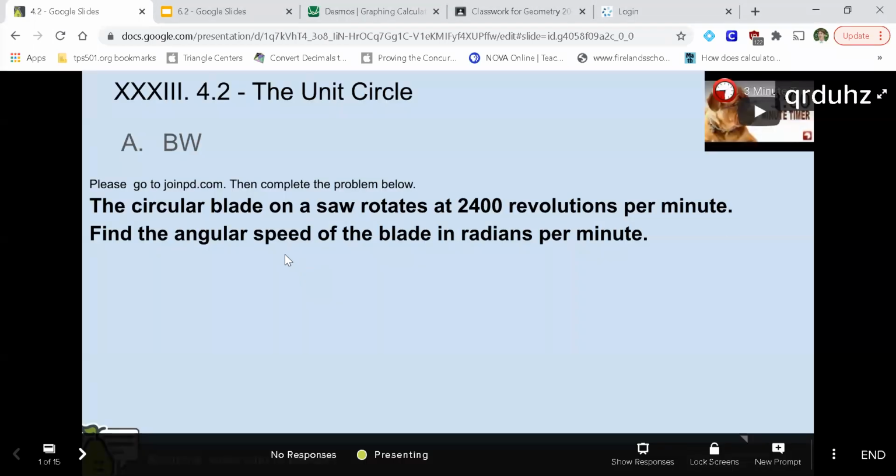For the bell work today, given a circular blade on a saw rotating at 2,400 revolutions per minute, what I need you to do is find the angular speed in radians per minute. So basically, you need to convert from revolutions per minute to radians per minute. I'll give you 3 minutes to try that out, and then we'll go over it.